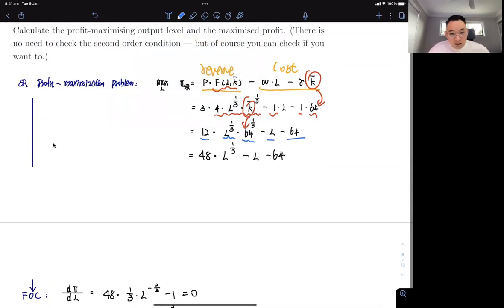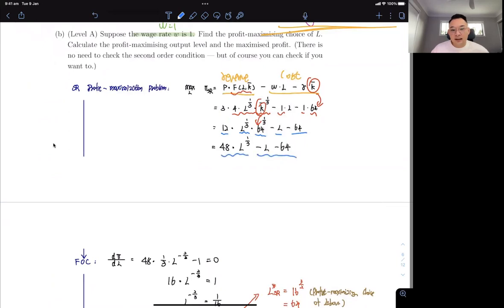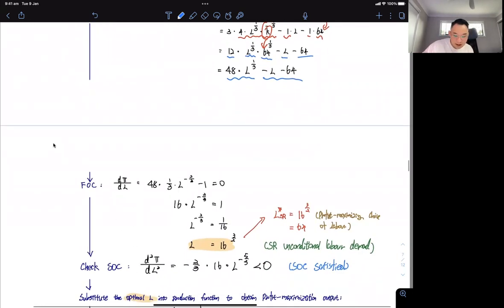So by rearranging, this is simply 48 times L to the power of 1/3 minus L minus 64. As you can see, this is now just a function of L, right? Why is that? It's because we already know the capital is fixed at 64, so we don't have to do a first order condition against K anymore. The only first order condition we're going to check is the change of pi against the change of L.